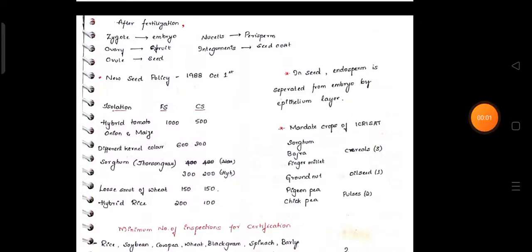Hello friends, this is the continuation of Seed Technology Basics Part 5. Once the pollination takes place, the next step is fertilization. It's nothing but the union of male and female gametes.